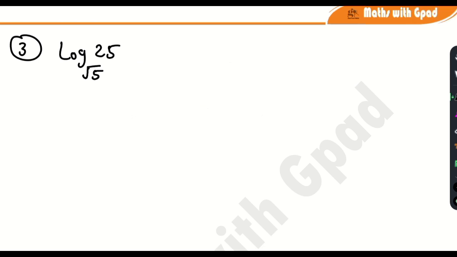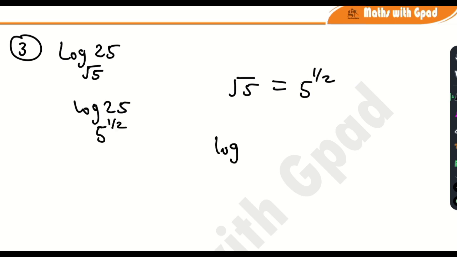So this is the other way I would also approach this question. Let's write it like this, log 25. Do you know that root 5 can be written as 5 raised to the power of 1 over 2 from one of the laws of indices? It can be written like that. So if that's the case, I will change root 5 and write it as 5 raised to the power of 1 over 2. And this 25 can be written as what? 5 raised to the power of 2.